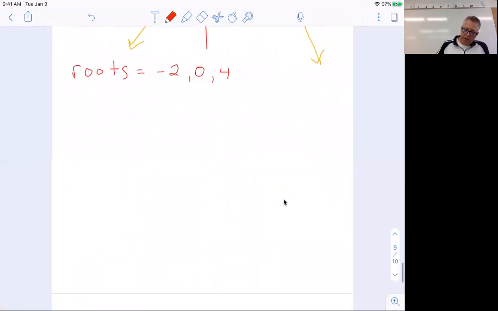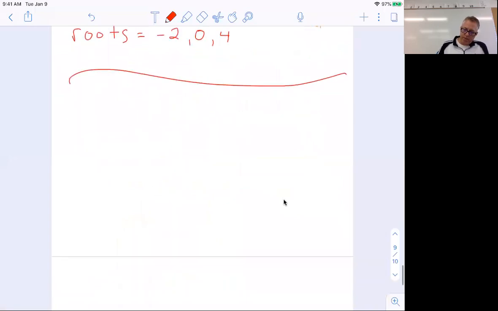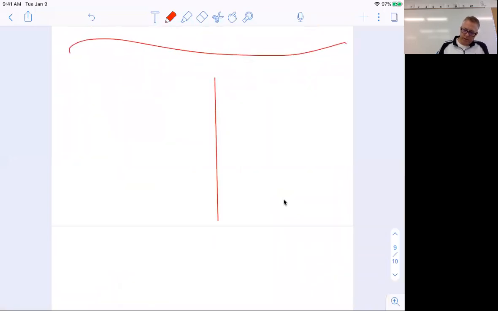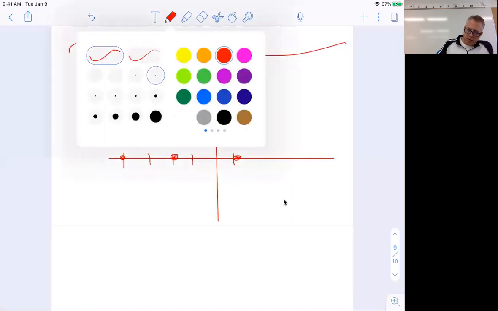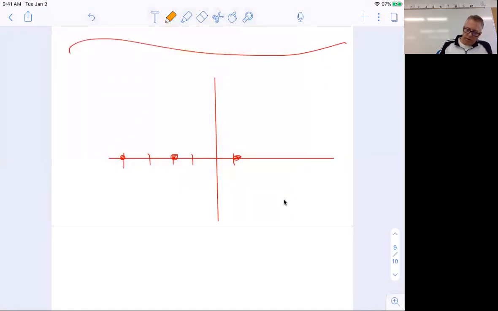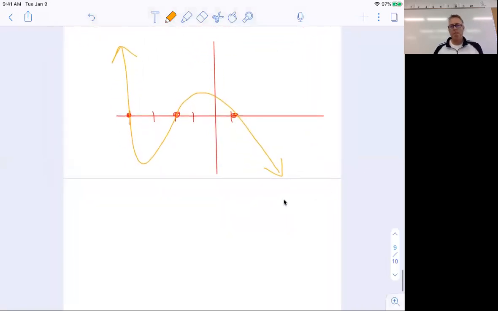All right, so if I gave you another graph, and let's say that graph looks like this. If it had roots at -4, -2, and 1. Okay, so I have roots at -4, -2, and 1. And let's say that that graph looks like that. I want to list some possible equations for this graph.